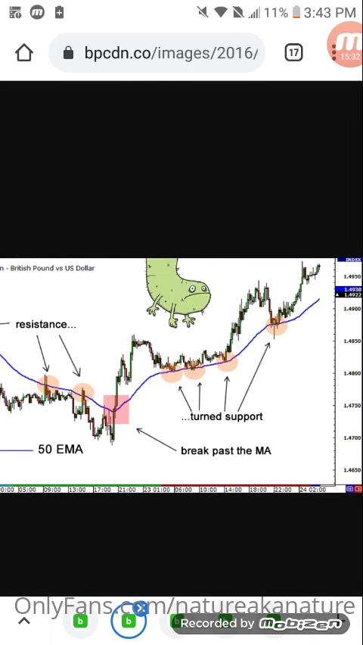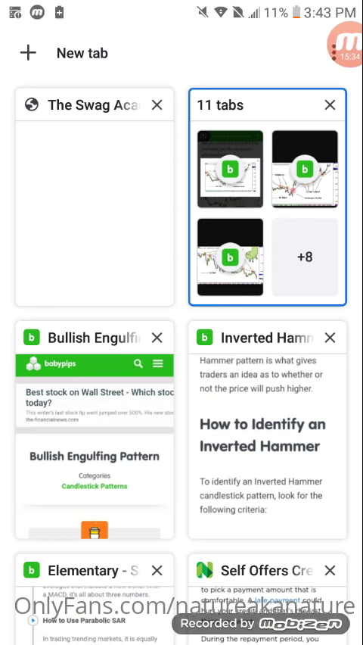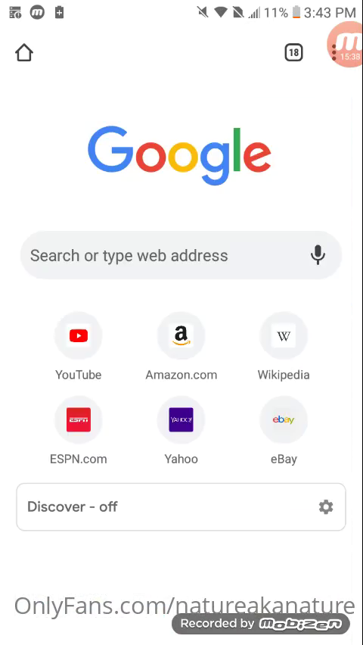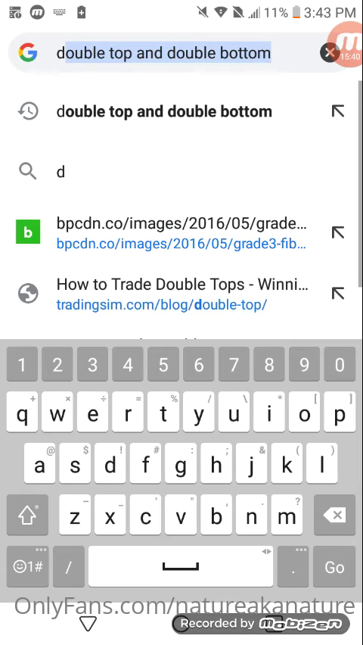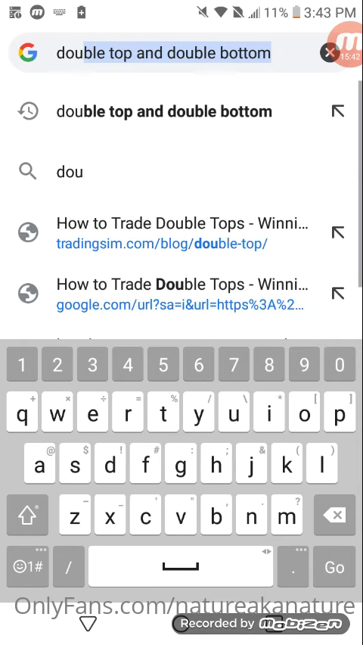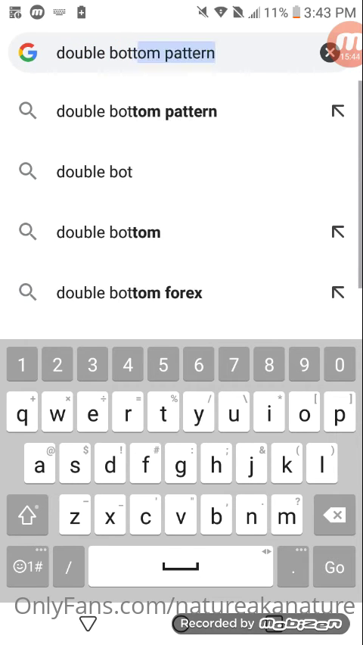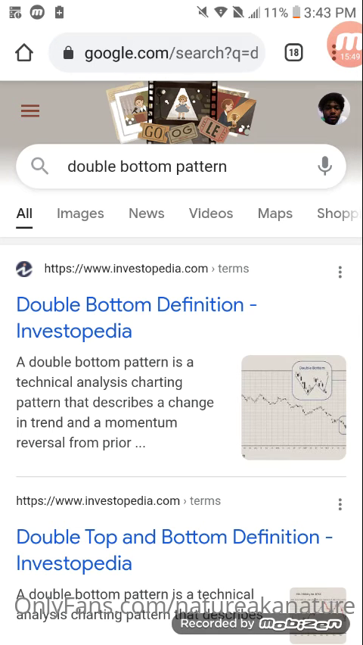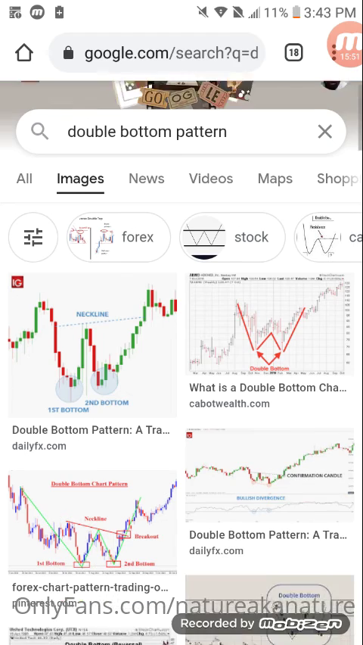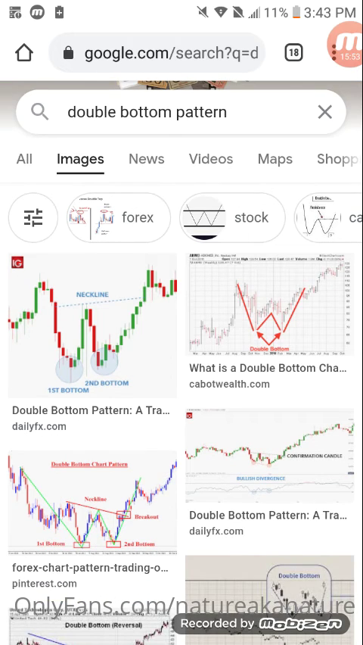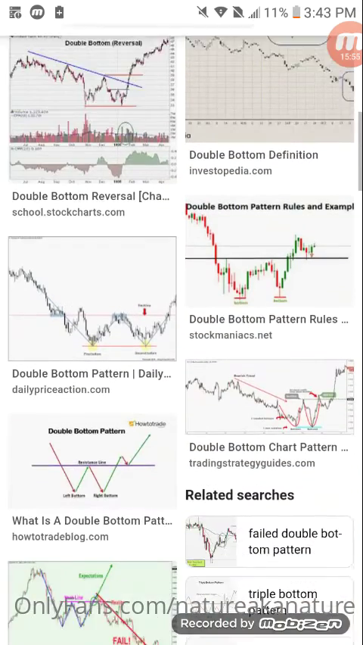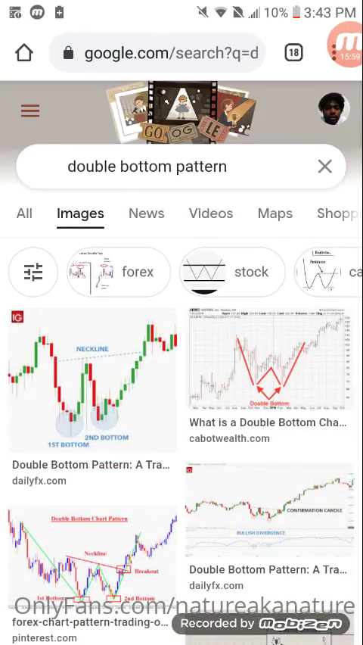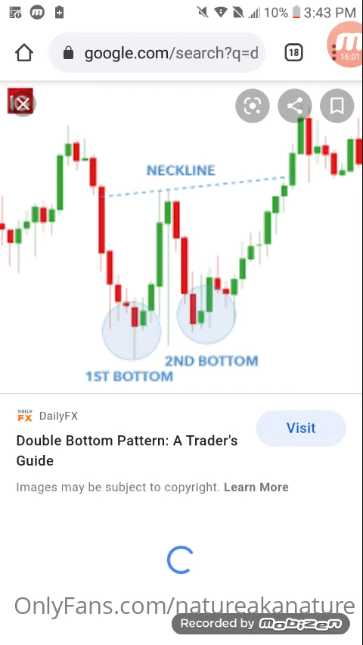This is a double bottom pattern. I just want to show you what that picture looks like, a double bottom pattern. It looks like this real fast. So this is what a double bottom looks like. This is a double bottom, the first bottom, then you have the second bottom. Right here, we have the first bottom, then your second bottom.